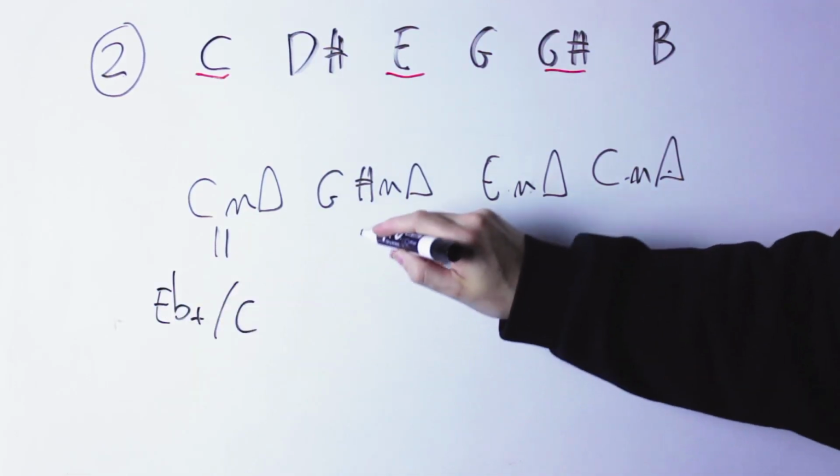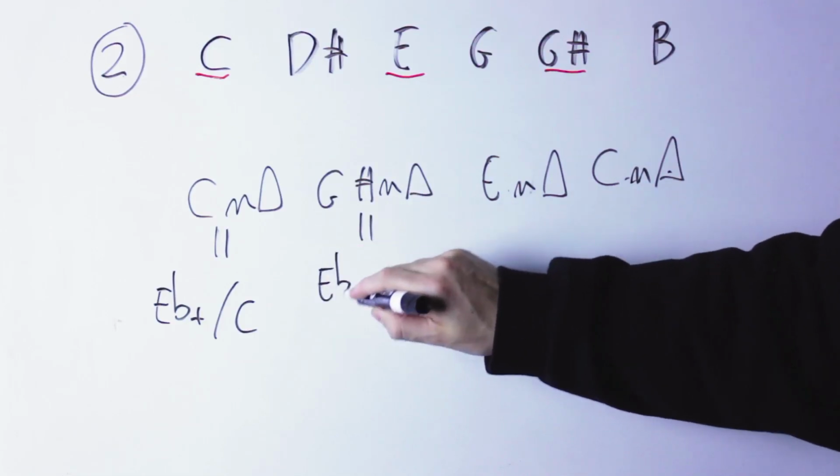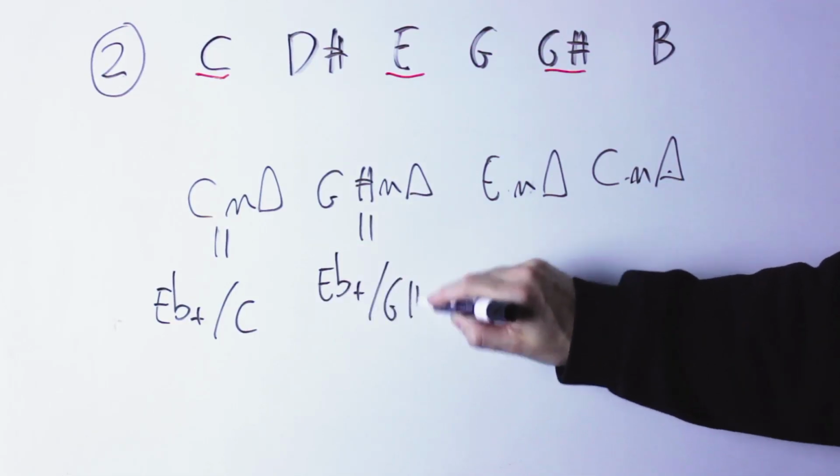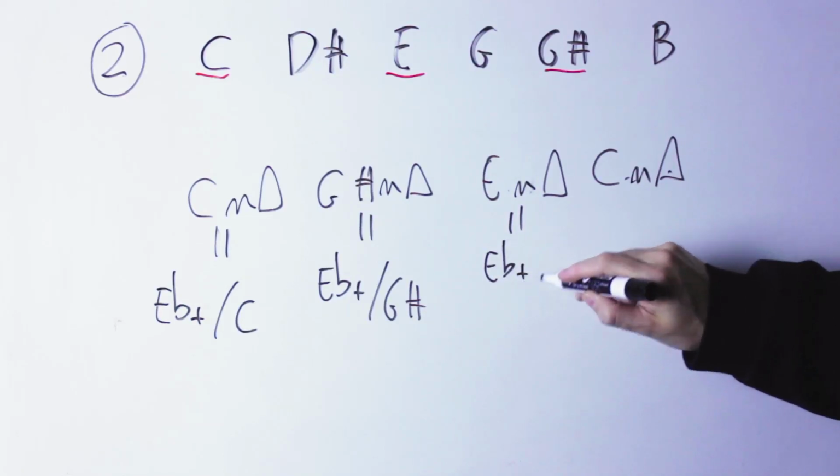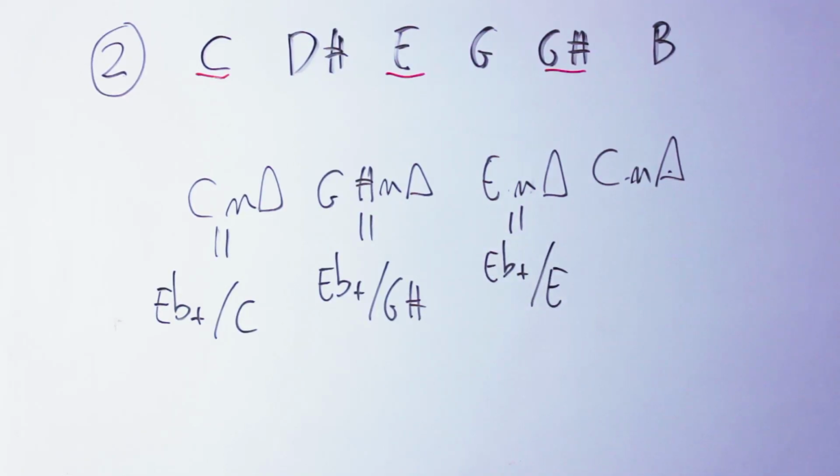G sharp minor major 7 is an E flat augmented triad with a bass of G sharp. And E minor major 7 is simply an E flat augmented triad with a bass of E. I find this really interesting, and it's very inspirational to create interesting soundscapes.